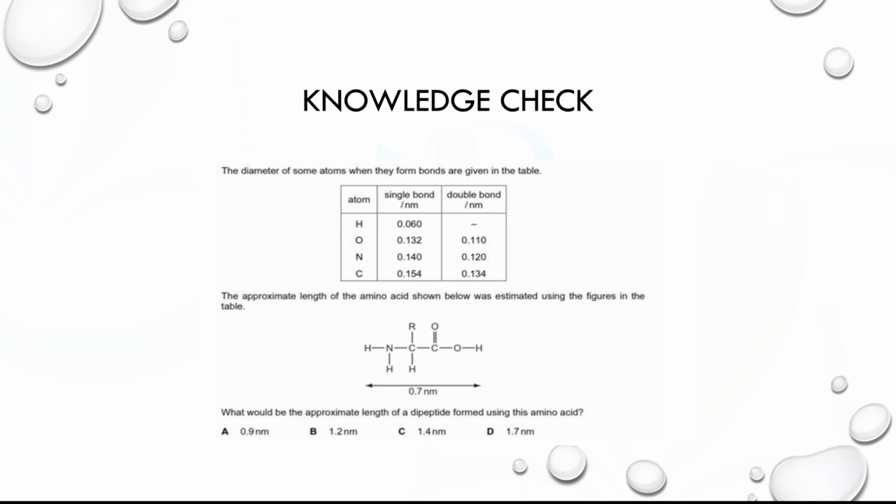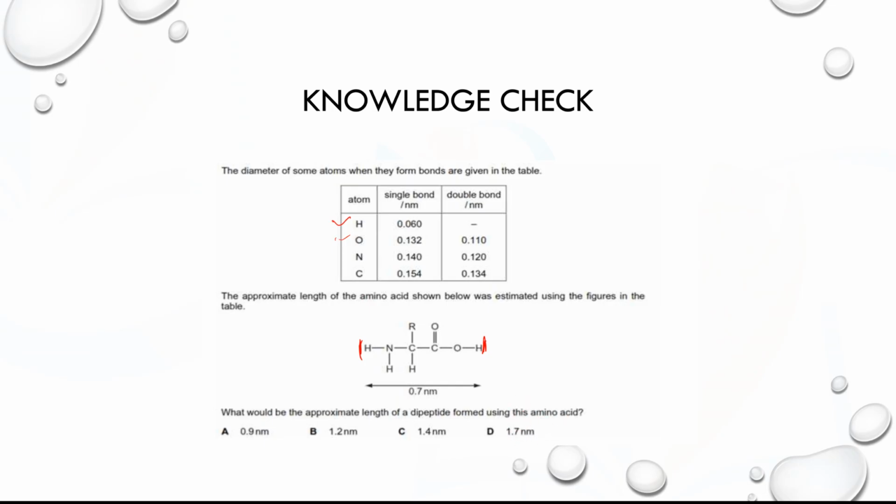All right, look at this question. The diameters of some atoms when they form bonds are given in a table. So this is hydrogen atom, single bond, oxygen. We have the single bond, double bond. Now it says the approximate length of the amino acid shown below was estimated using the figures in the table. The length is from here to here. What would be the approximate length of a dipeptide formed using this amino acid?